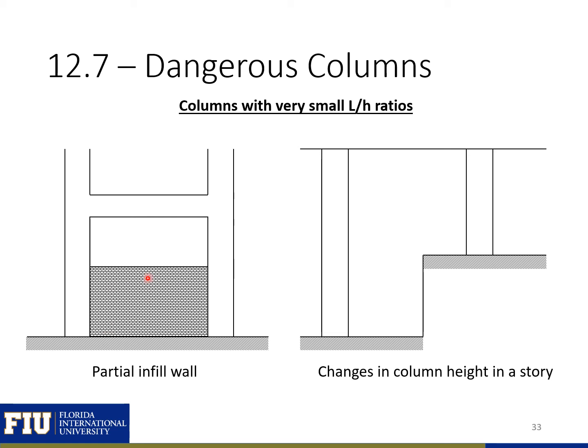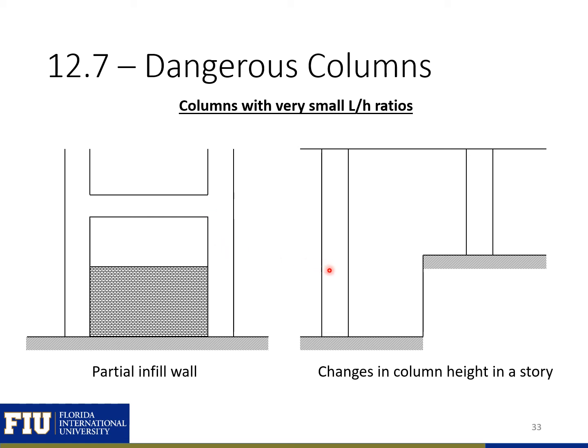If the partial infill wall is stiff enough and comes right up to the column, then this partial infill wall is going to make the column think that it's much shorter. So this column would think that its length was only from the top of the partial infill wall to the next story here. So you can see that is a short column, and that would be shear critical.